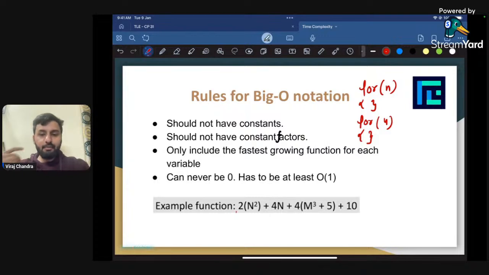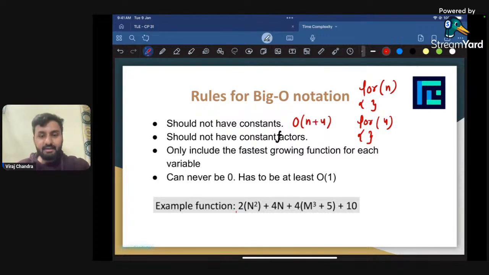Now, if I ask the computer how many elementary operations you will be running, the computer will say, okay, I am running n operations, and added to that, I'm running 4 more operations. So this is n, this is 4. Technically, if this is true, should I not report my time complexity as O of n plus 4?